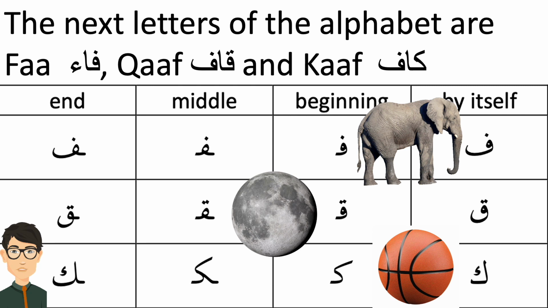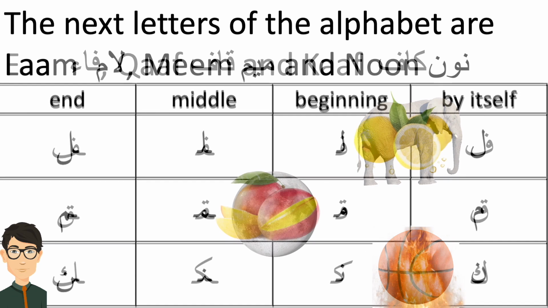And this is what these three letters look like in their four shapes. Now, Fa as in fil, which means elephant. Qaf as in qamar, which means the moon. And Kaf as in kura, which means a ball.